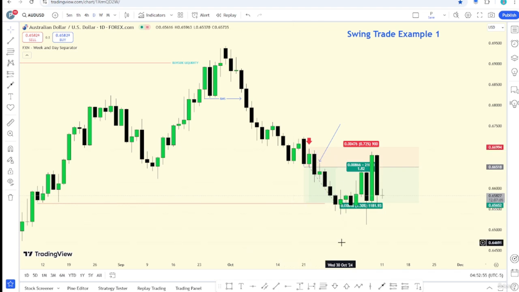Remember that this is a swing trade setup. If you look at that entry, when you enter there, your exit comes in after 5 days. So that's an example of a swing trade setup. You have to be very patient with swing trading. So basically that's it. That's the example.